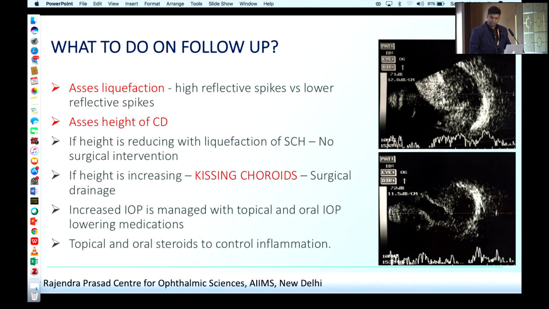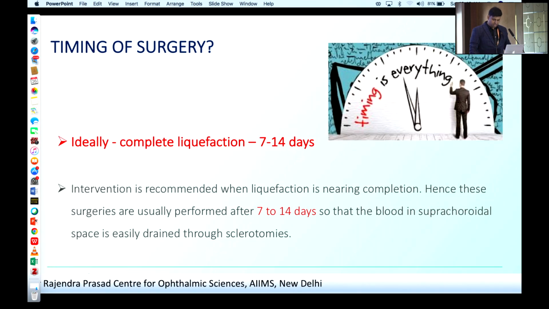On follow-up, we have to assess the state of liquefaction and the height of CD. If the height is reducing and the liquefaction is increasing, you can probably simply observe such patients. But if the height is increasing, or if there is appositional choroidal detachment, aka kissing choroidals, then you have to surgically drain it. Of course, IOP and inflammation have to be managed medically.